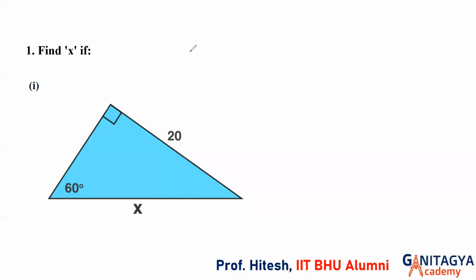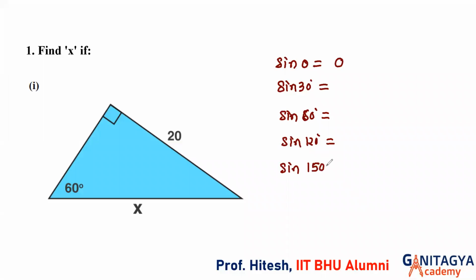Let me give you some few things, you have to make a table. Sine 0 is equal to 0, sine 30, sine 60, sine 90, sine 150, sine 180. What is the value of these? Let me find out these first. So sine 0 is 0.